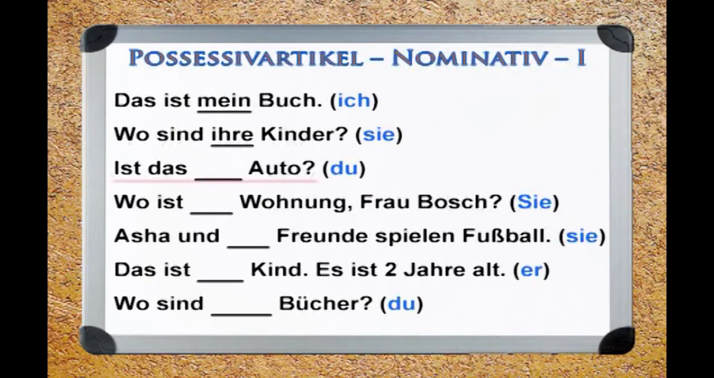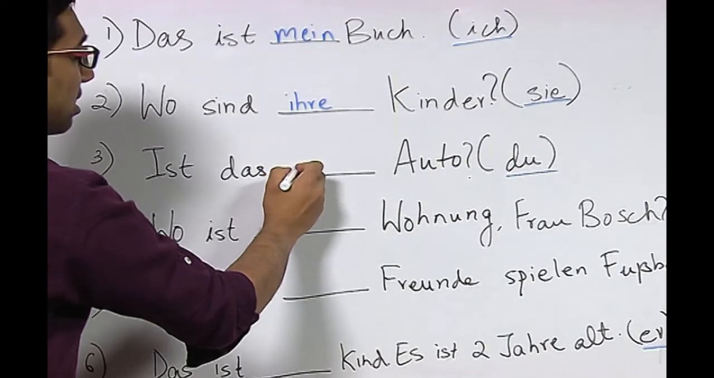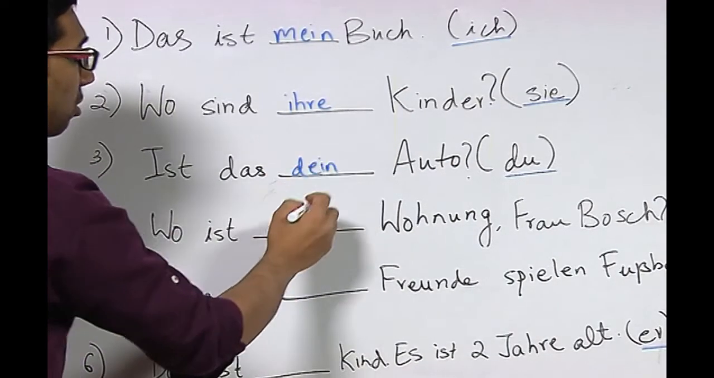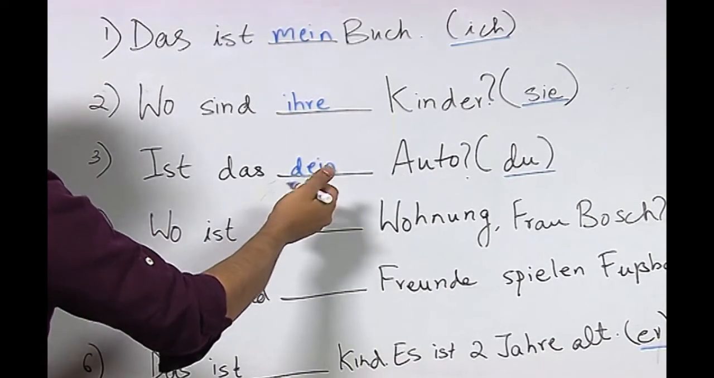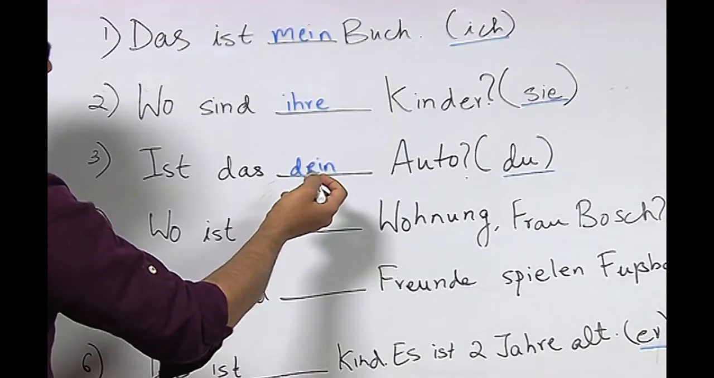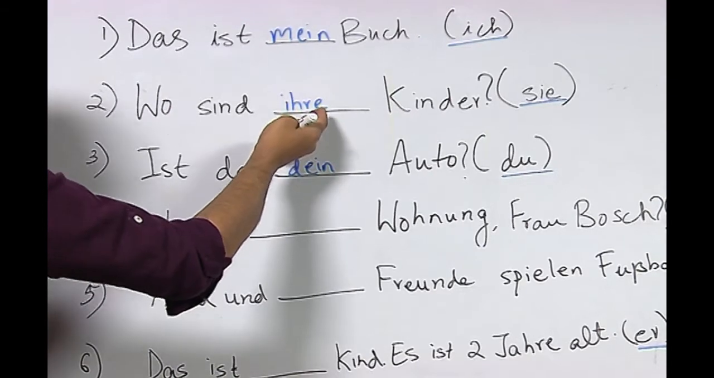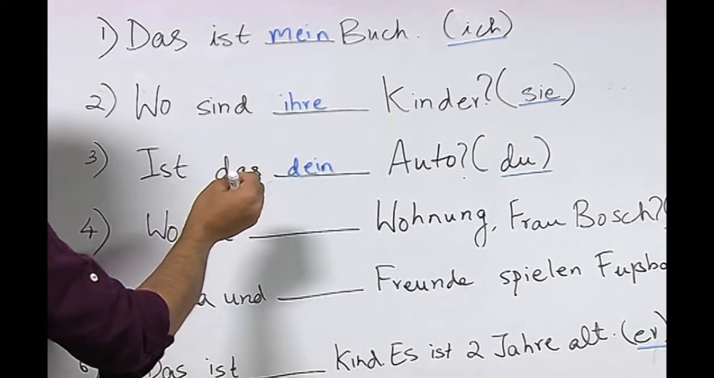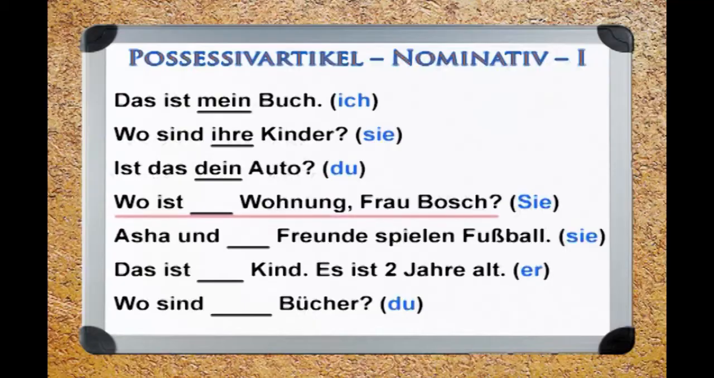Now, let us look at this question. Ist das Auto? Now, look at the pronoun du. Here for du, the possessive article is written as dein Auto, because Auto, the noun, is in neutral gender, and we know that nouns of neutral gender or masculine gender do not have any ending. It is only valid in case of plural article or feminine article, like in the fourth example. Wo ist Wohnung Frau Bosch?